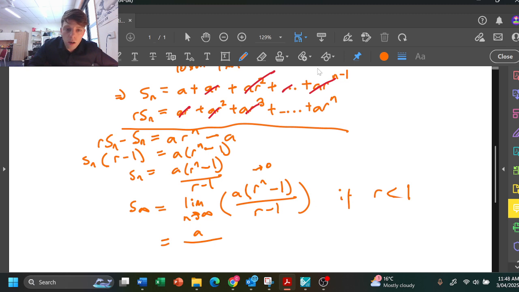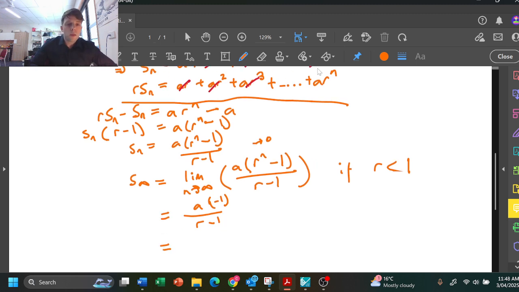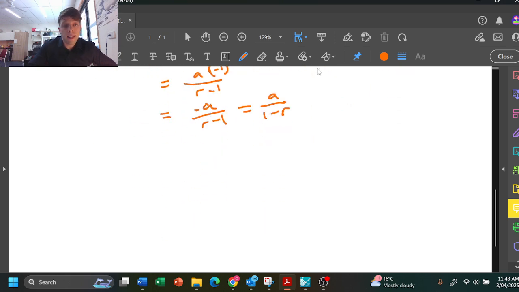This thing becomes 0, so this is just going to be a times 0 minus 1, which just becomes negative 1, over r minus 1. And as we can see, that will just be equal to negative a over r minus 1, which we could also write as a over 1 minus r. Okay, so what I've now developed for you here is a formula for the sum of a geometric series, and you're going to see that this will become relevant later.